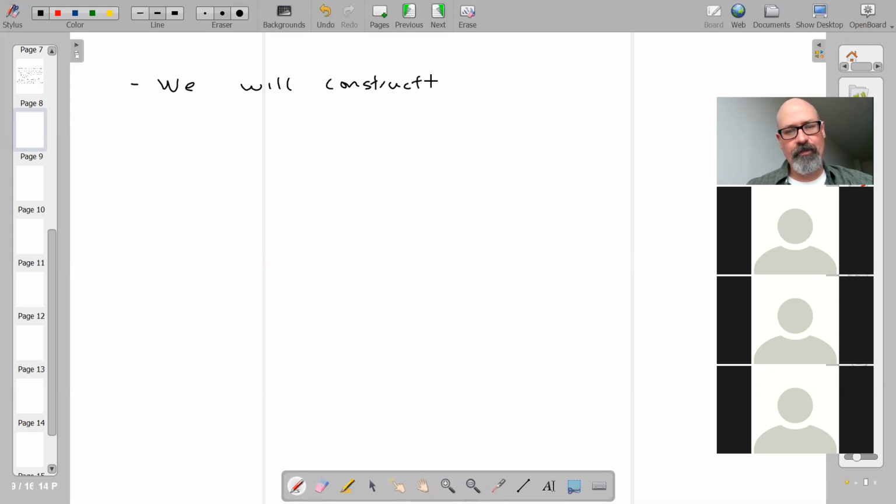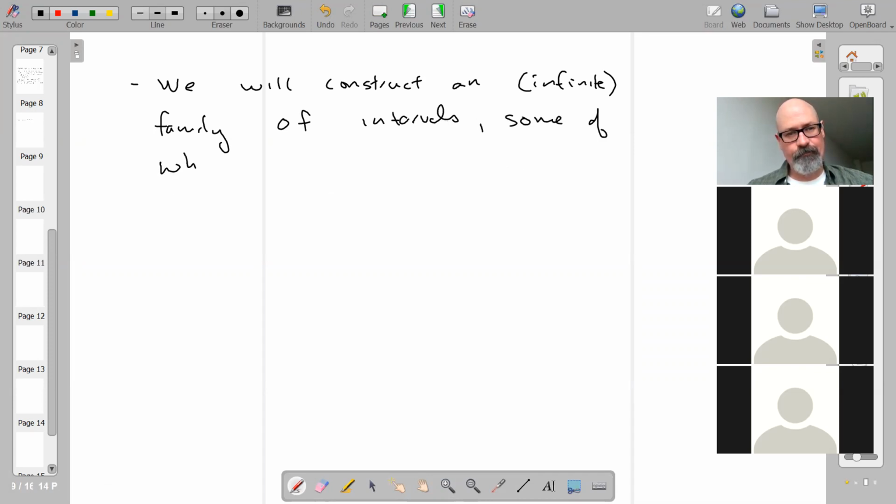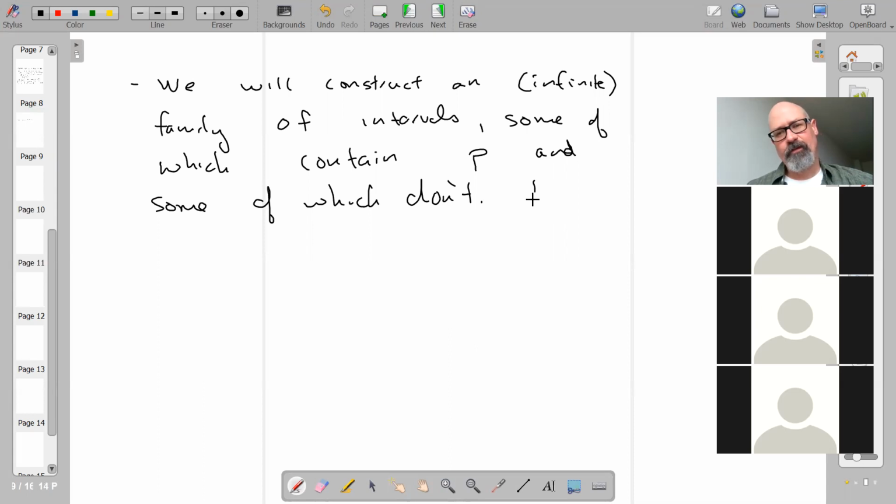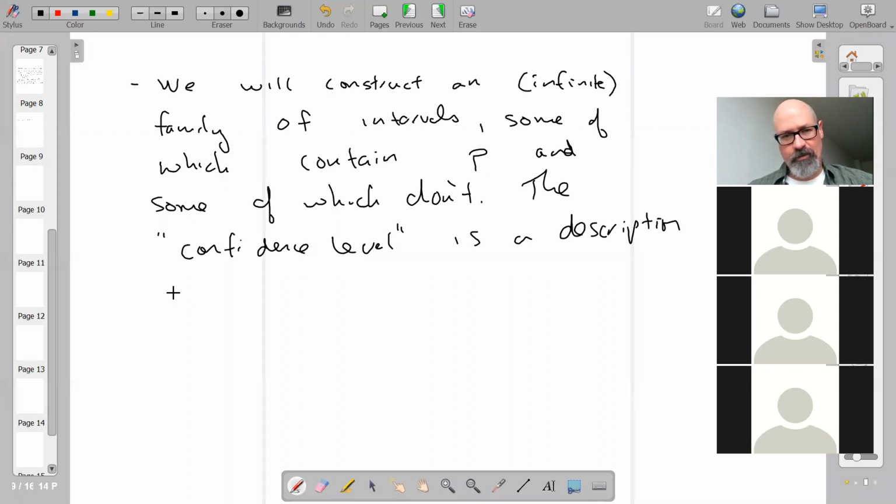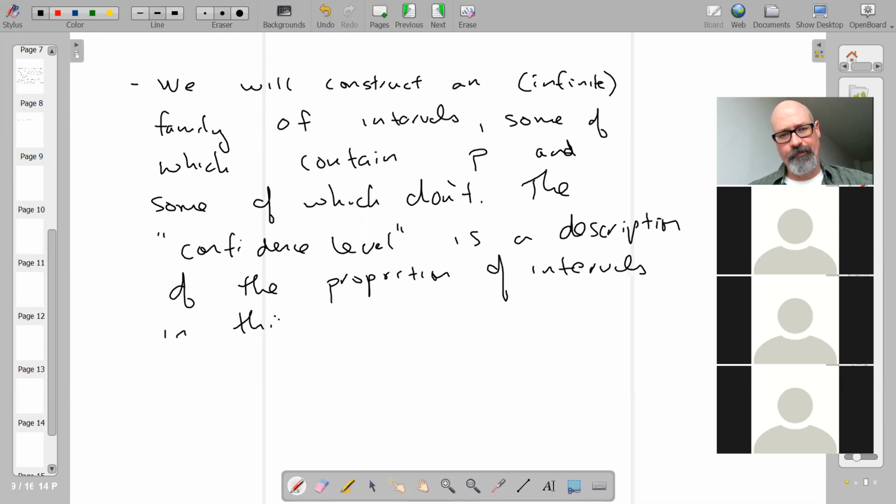construct an infinite family of intervals, some of which contain P and some of which don't. The confidence level that you might read about in chapter 16 is a description of the proportion of intervals under certain conditions in this family which contain the parameter.